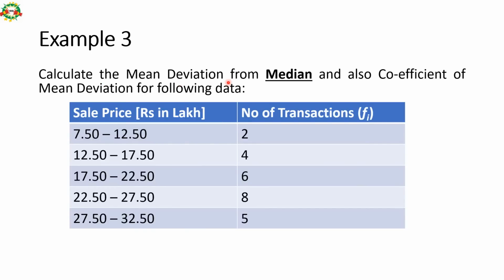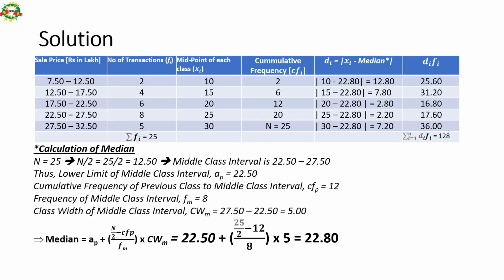Calculate mean deviation from median and also the coefficient of mean deviation of the following data. So in the previous example, we calculated mean deviation with the help of mean. Now we are calculating mean deviation with the help of median for the same data. Let us see. So this is the same price category, same number of transactions. So we calculate the midpoint of each class like in the previous case. Then we have to calculate frequency and cumulative frequency to calculate median. If you do not know how to calculate median, please go to session number 2 of this playlist.